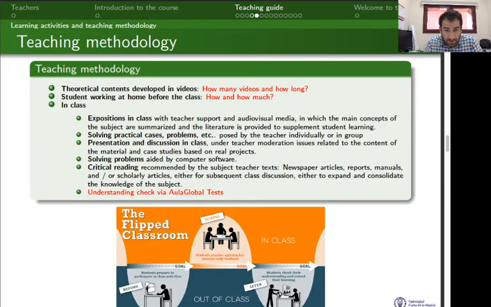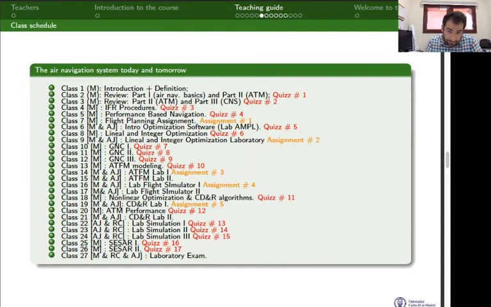We keep going. This is the kind of schedule. We have 27 classes this year. Typically the 28th was devoted to the Madrid Torrejón visit.